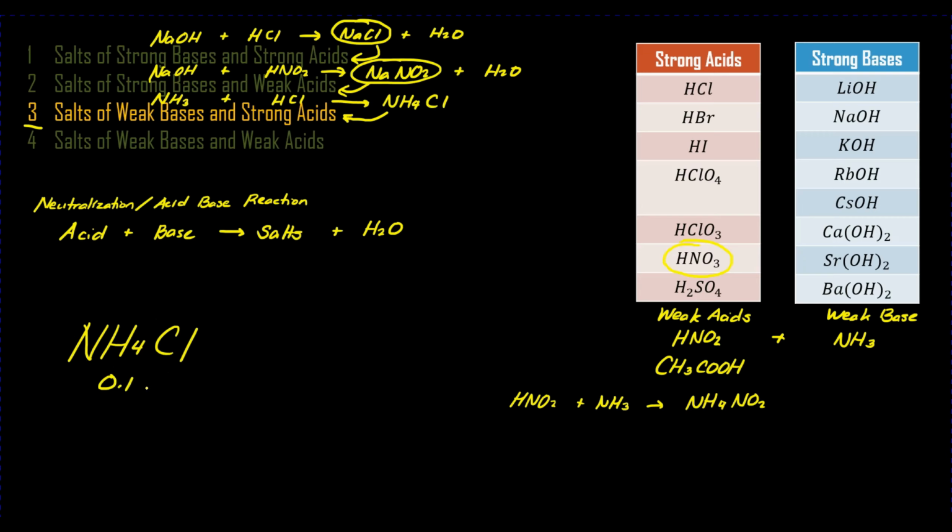Suppose we have 0.1 mole per liter concentration of ammonium chloride. To make this solution, let's suppose we have 1 liter of pure water, and then we place 0.1 mole of the salt ammonium chloride. We will assume that there will be no change in volume. So this will be our initial concentration.